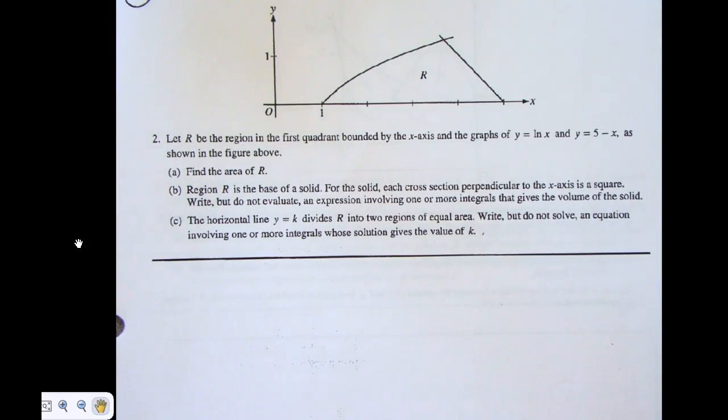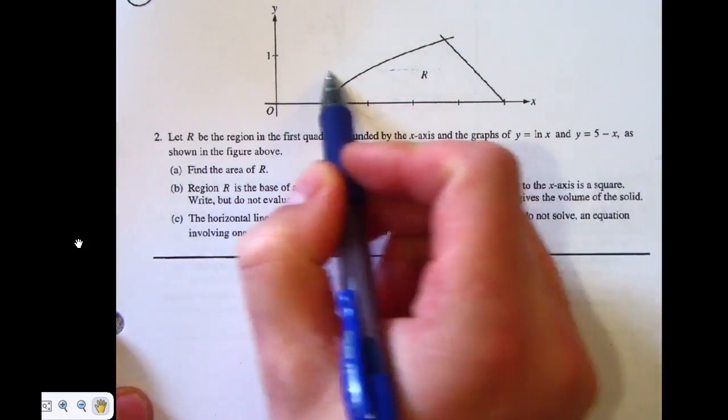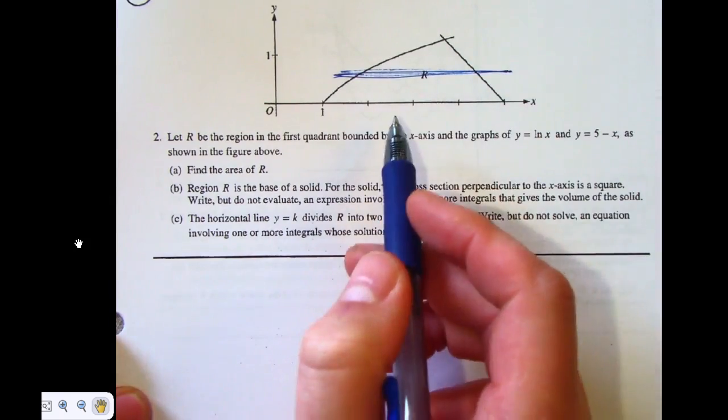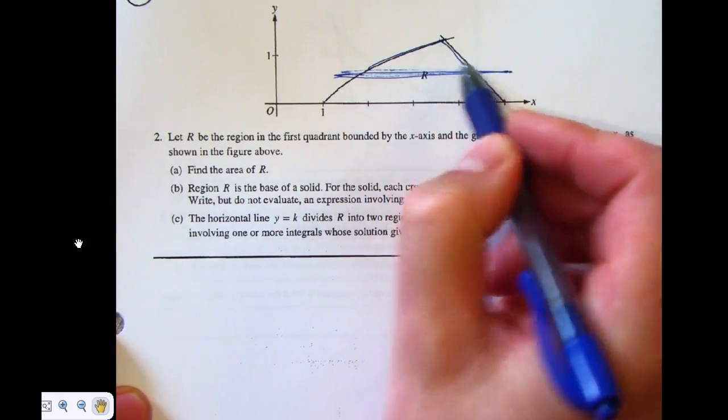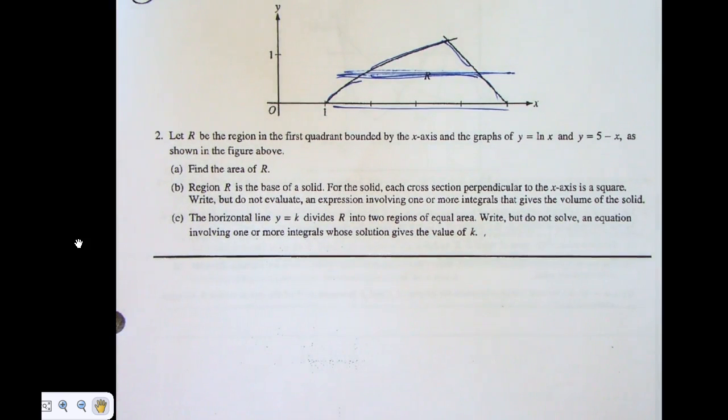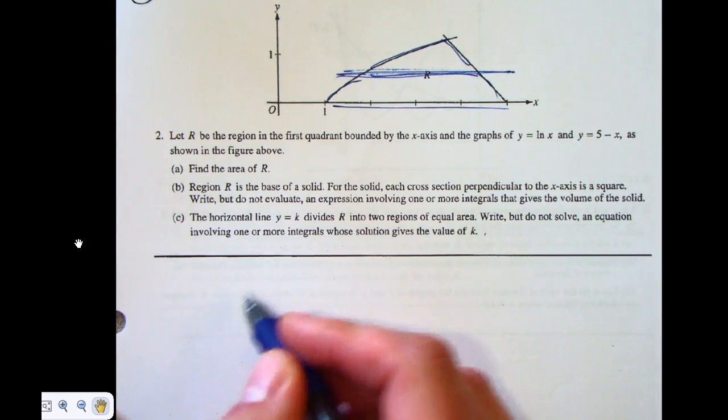Alright. So y equals k is a horizontal line. I'm trying to find the line that would split this area into two equal parts, so that this is equal to this. First of all, we know the area of that region from part A. So, what is the area? 2.986. Okay, so the area from part A was 2.986.